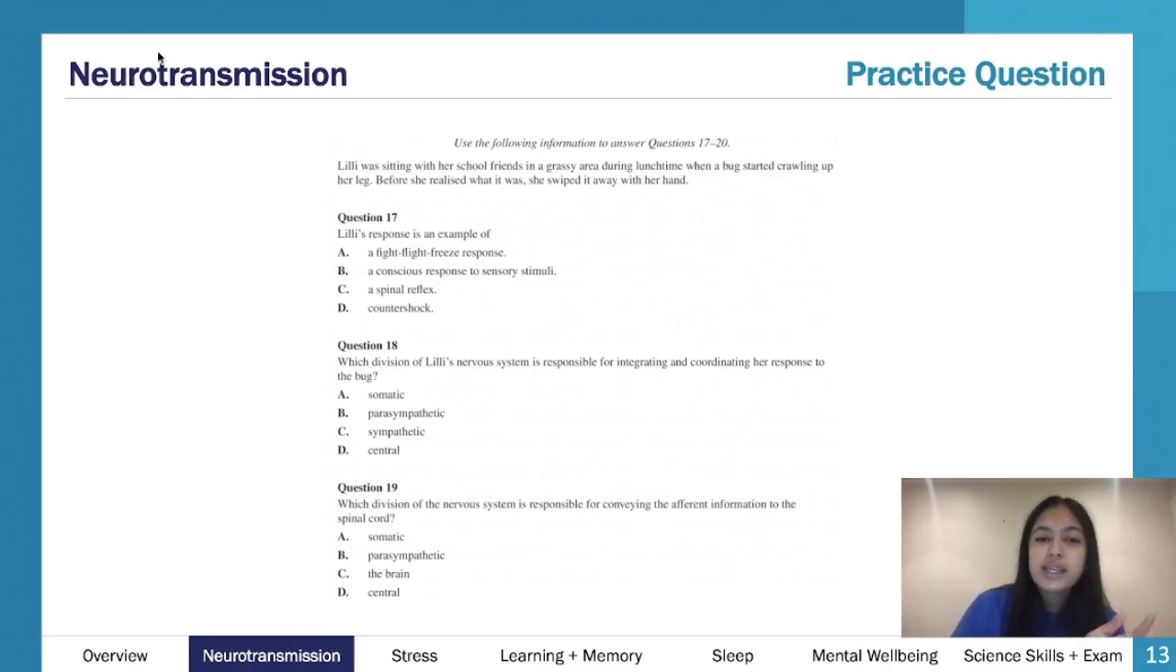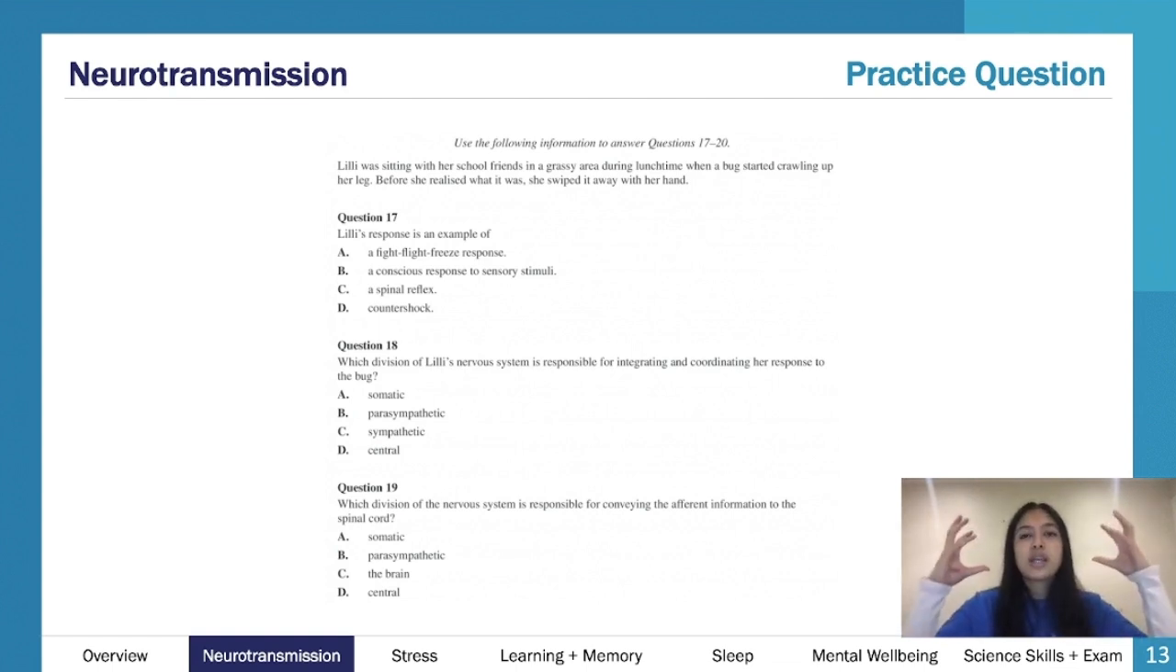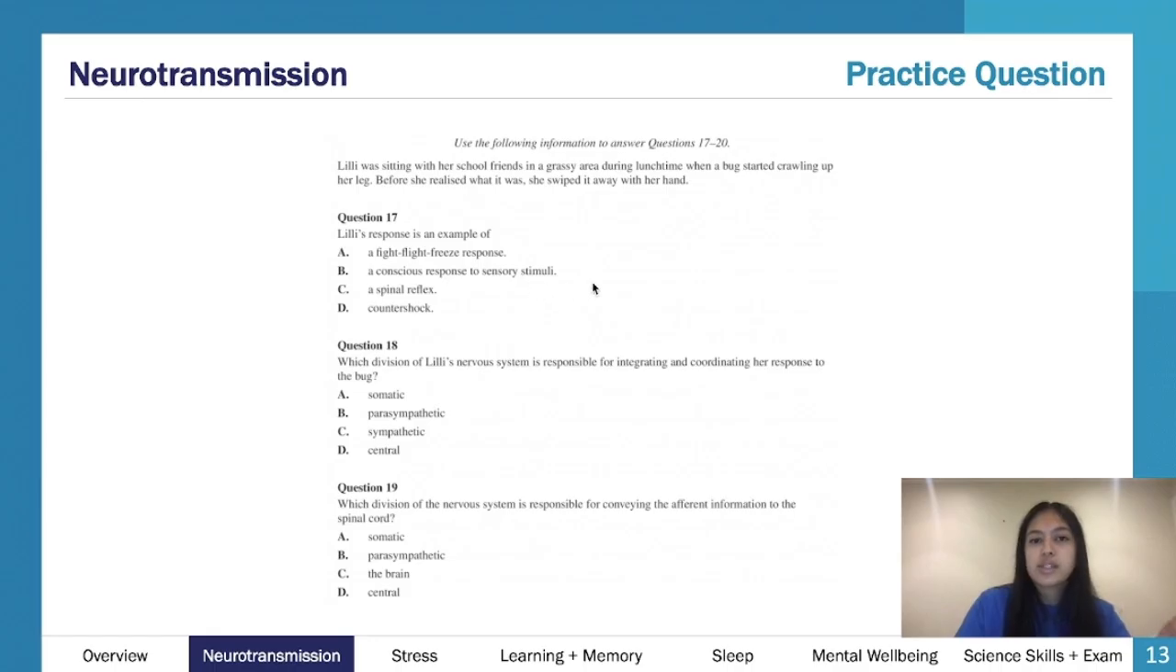An important thing that we see here is "before she realized what it was." So you remember what I said earlier about the brain and the spinal cord, this idea of your central nervous system. You consciously think of something, you consciously coordinate a response, and then you initiate it. That's what we would see in a conscious response to sensory stimuli. So, I see a little bug crawling on my hand or something like that.